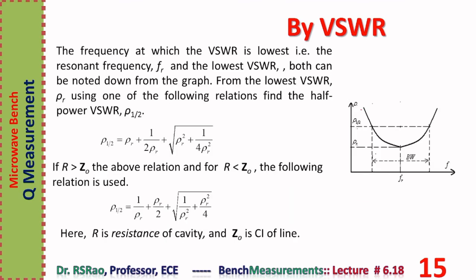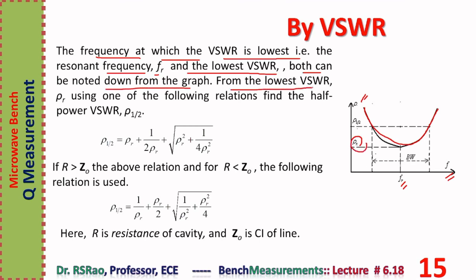If we sketch a graph between frequency and standing wave ratio, we have standing wave ratios for different frequencies. Using those sets of values, one can sketch a graph. It appears like U. It is in the shape of U. SWR assumes a minimum value at a frequency. That frequency is FR, the resonant frequency, and it can be noted down easily from the graph. That is the value of FR. The frequency at which VSWR is lowest is the resonant frequency FR, and also the lowest VSWR, that is the rho R value. Both can be noted down from the graph.